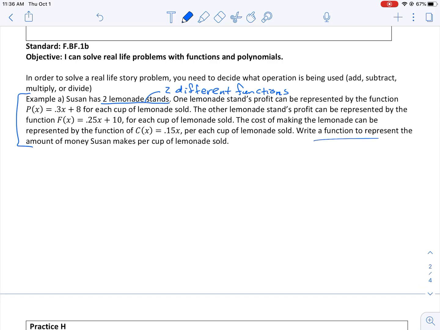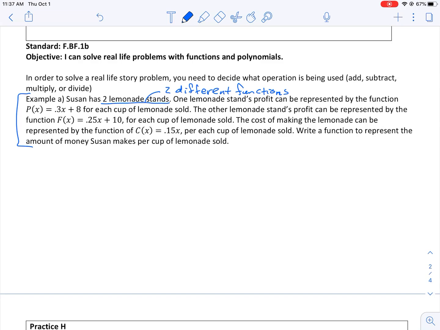And you're going to write a function to represent the amount of money she makes per cup of lemonade sold. There is one small issue. We're assuming all these x's are the same, and you may have realized that that's not the case. But we're just going to go with it for now. That's why I said it's only semi-real. But you get the idea. We're trying to write a function that says how much money she's going to make for each cup of lemonade sold.